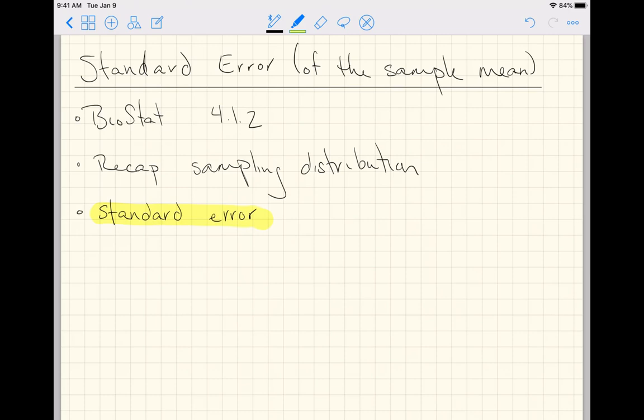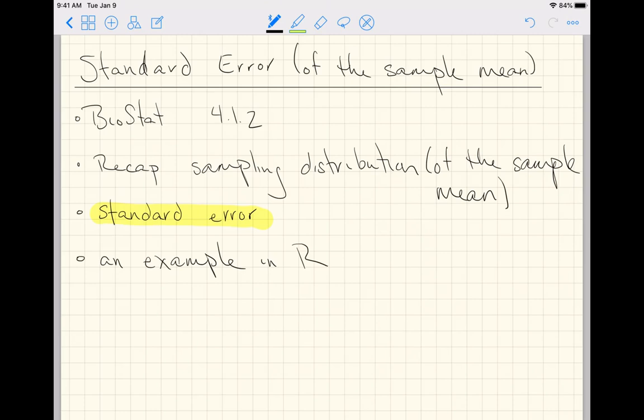For readings on this, I recommend subsection 4.1.2 out of the Biostat textbook. Hopefully you're watching this video after you have improved your understanding of the sampling distribution. I'm going to do a quick recap of the sampling distribution specifically, and let's make a note of that, of the sample mean, before we start in with the definition of a standard error. And once we get the definition out of the way, we'll try to do an example in R. Okay, so here we go with our recap.